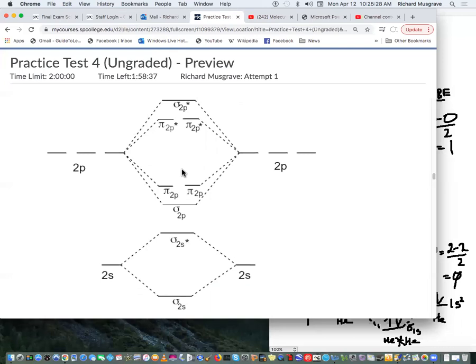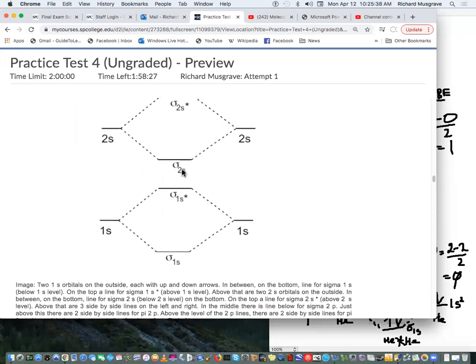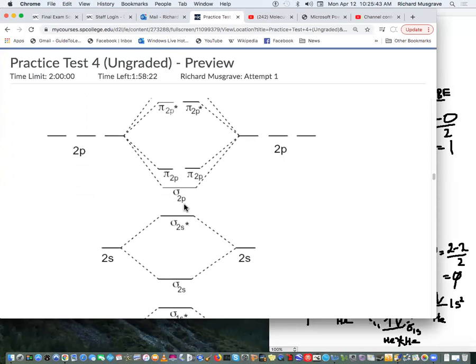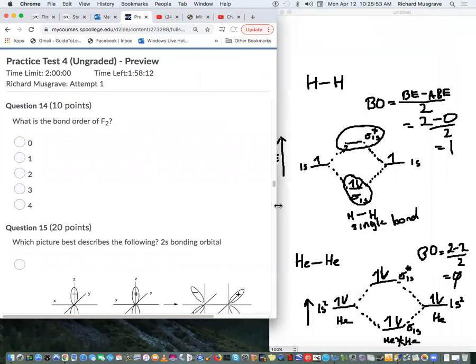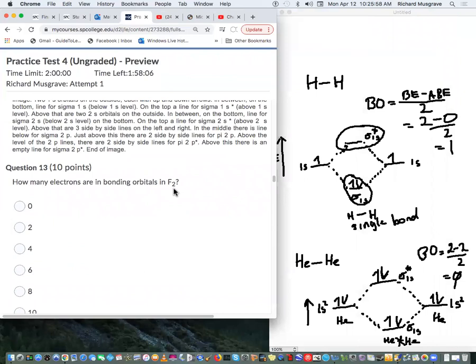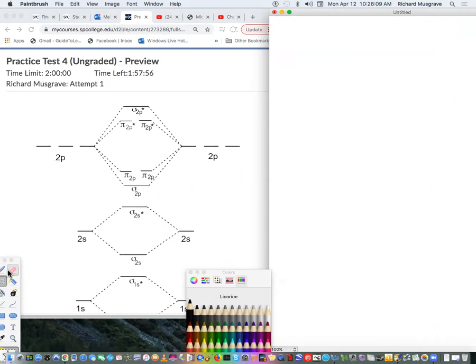Now this is the image you're given, right? I mean, you don't have to memorize any of this. This is actually given to you. It shows you the bonding and antibonding places of the 1s, the 2s, and the 2p orbitals there. To do the next part, what you need to be able to do is count bonding and antibonding electrons once you've filled in this diagram. So this diagram you don't have to memorize, you're given it as part of the test. I'm just going to redraw it over here. You'll see it's actually not that difficult.